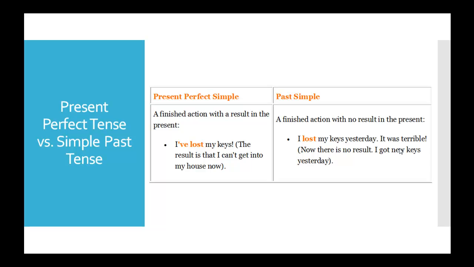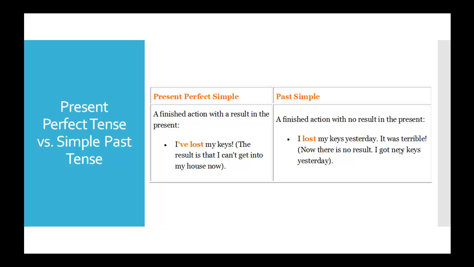Present perfect tense can refer to a finished action with a result in the present. For example, I have lost my keys. So this action is somehow related to the present. The result is that I cannot get into my house now. On the other hand, past simple refers to a finished action with no result in the present. I lost my keys yesterday, and it was terrible. Now there is no result because I got new keys yesterday.